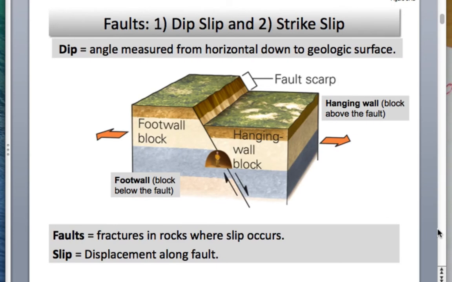Now the next part deals with faults, and there are two general types of faults. One is called a dip-slip fault, and the other is a strike-slip. First, let's look at the dip-slip. A dip is an angle measured from the horizontal down to the geologic surface. So the dip would be the angle from the horizontal down to the fault line here. That's the dip angle right there.